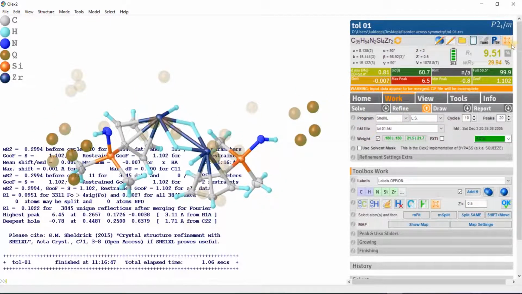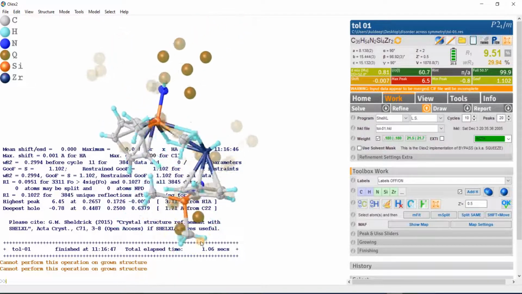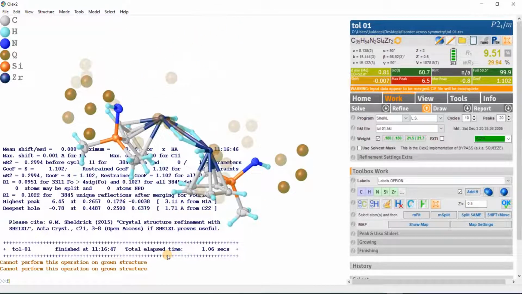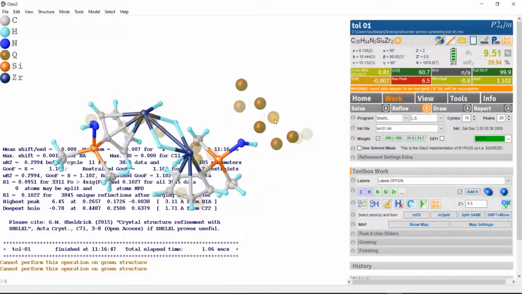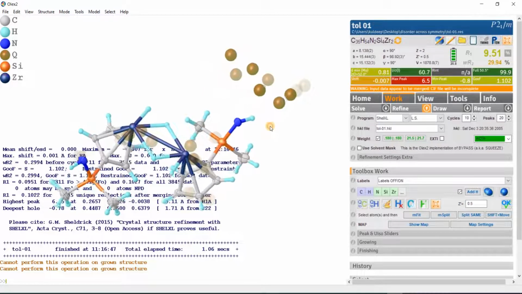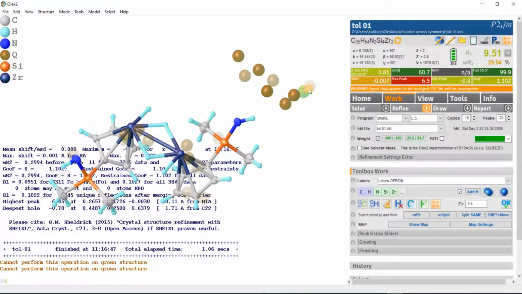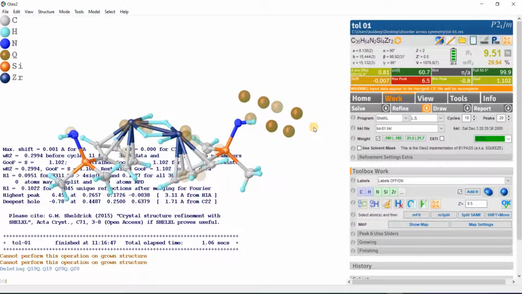So now I am going to press this button compact. Oh, it's not working on ground structure. So let's first type fuse and then press this button. Okay. Now I am getting the same electron density here. So these are very low electron density, so I am going to delete these.